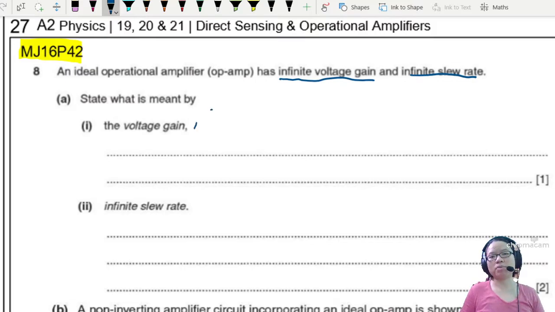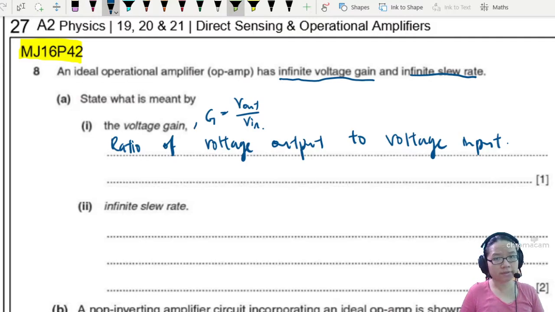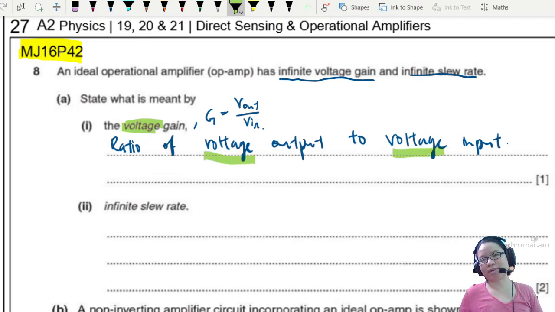Voltage gain, normally the symbol that we will use is G, is the ratio of V out to V in. So we'll write that down. This will be the ratio of voltage output to voltage input. The term voltage is very important because we talk about voltage, not current. So if you just say input over output, you will lose marks.